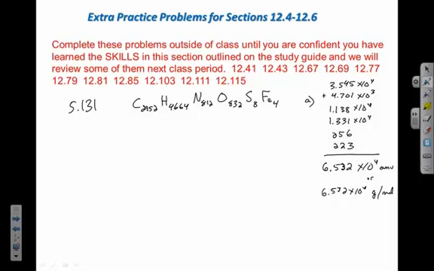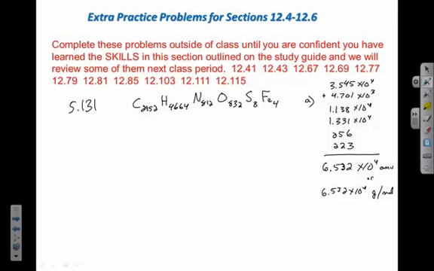Then it says an average adult has about 5 liters of blood. Every milliliter of blood has approximately 5 times 10 to the 9th erythrocytes, or red blood cells. And every red blood cell has about 2.8 times 10 to the 8th hemoglobin molecules, 280 million hemoglobin molecules. Then calculate the mass of hemoglobin in grams for the average adult. So basically it gives us a bunch of relationships and then asks us to do a conversion.